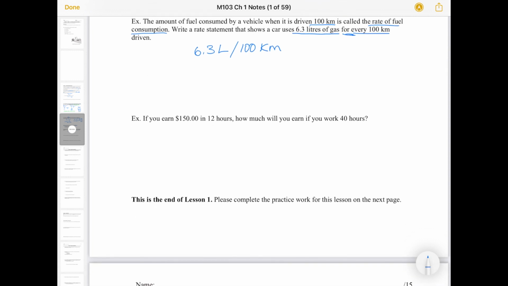Okay, and this last example, if you earn $150 in 12 hours, how much will you earn if you work for 40 hours? All right, so I'm getting $150 per 12 hours. And I want to know how much money, right, X, my question mark, dollars, will I get in 40 hours?